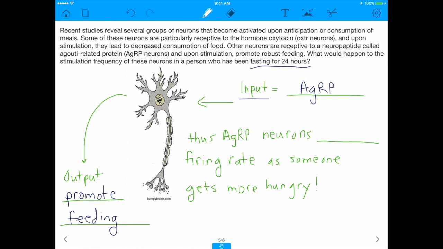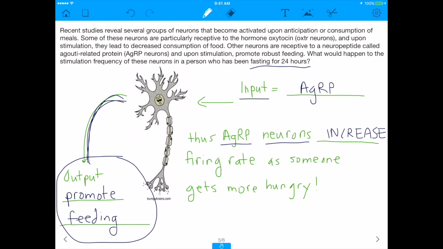But let's say you've been fasting for 24 hours. What's going to happen to these AgRP neurons? Well, if you've been fasting for 24 hours, you are going to be really hungry, right? And you're going to really, really want to eat. And what's going to happen is that these neurons will increase their firing rate. They're going to increase their firing rate because you're so hungry that your body is telling you you need to eat, buddy. And it's going to try to amplify this signal and tell you you need to eat, right?